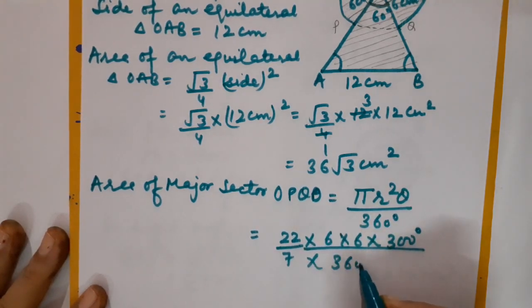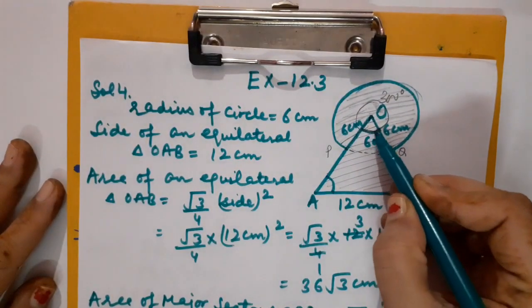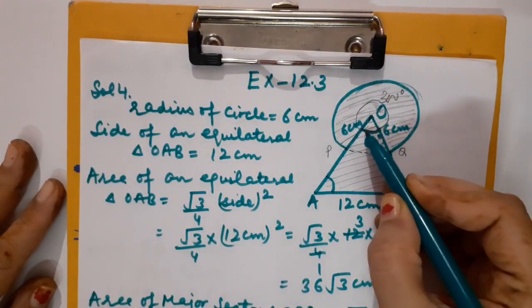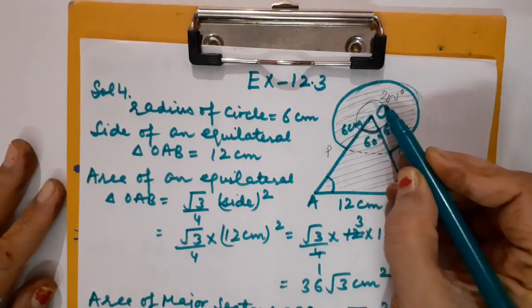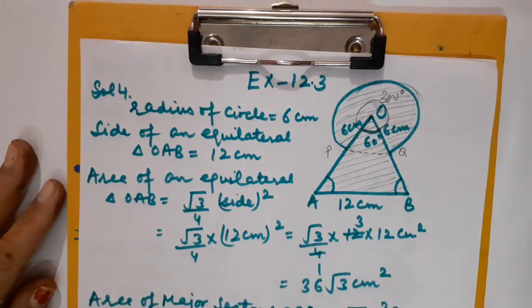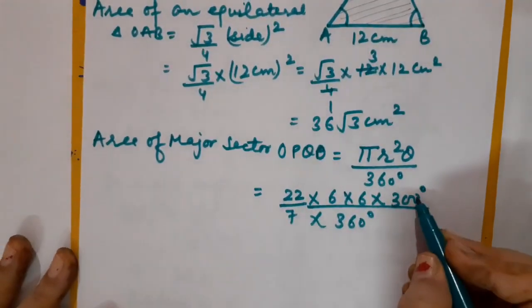How did I take 300 degree? Let me explain you once again. Upon 360 degree. Have a look. This minor sector's angle is 60 degree. Complete angle is 360. So the angle of the major sector will be 300 degree. Clear?